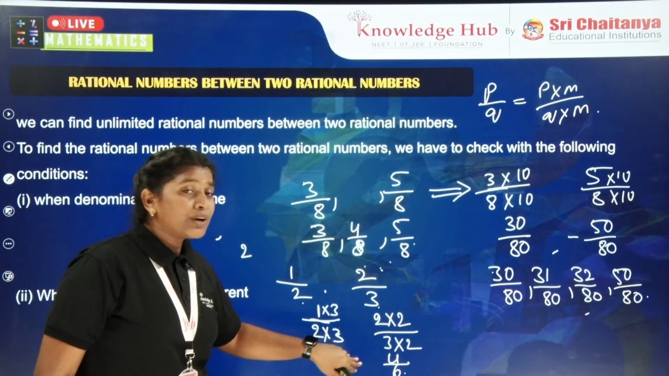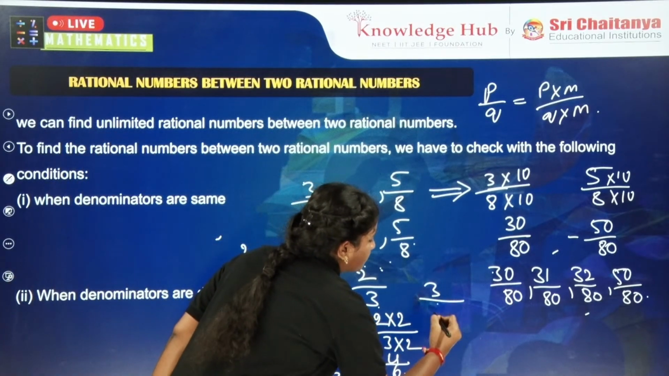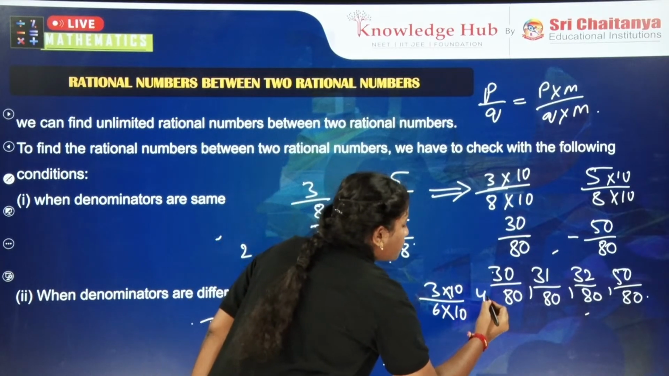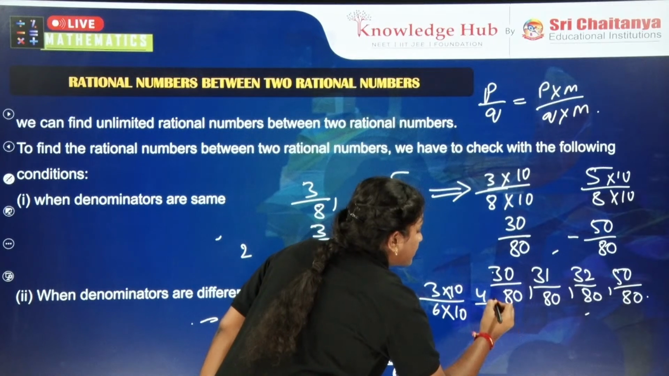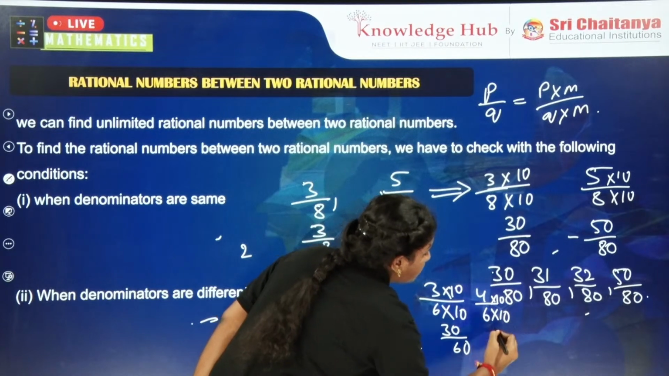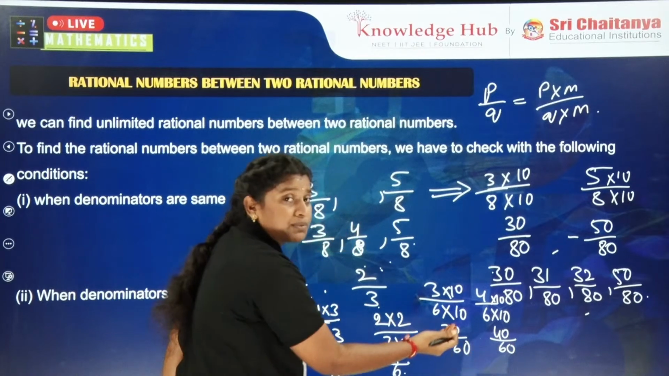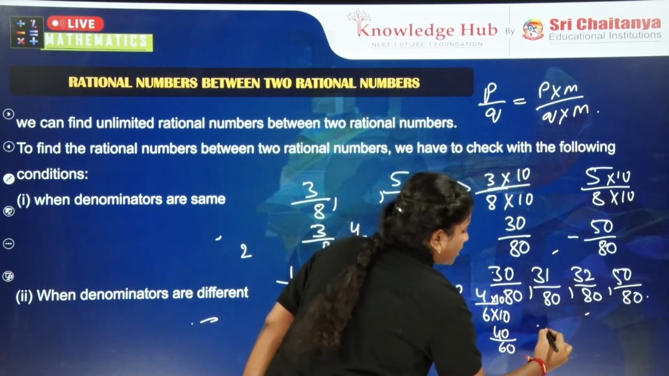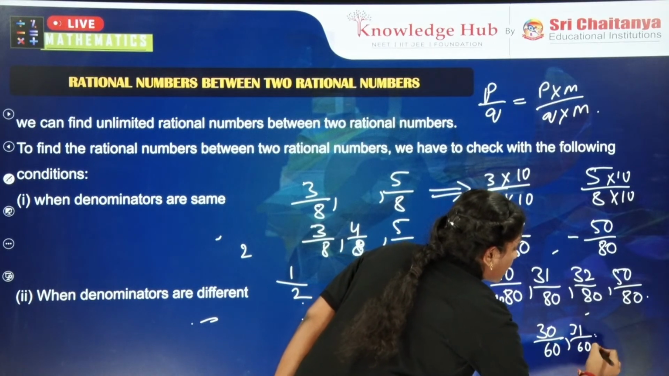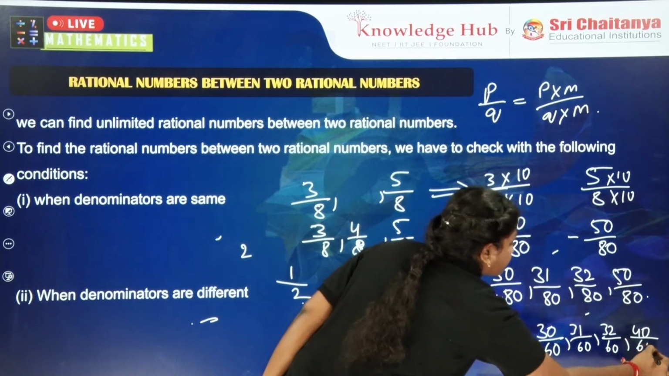But how can we insert the two rational numbers between these two numbers? Means we are going to take the 3 by 6 and multiply both numerator and denominator with 10. And same for our 4 by 6 also, multiplying with 10. So now it will become 30 by 60 and here it will become 40 by 60. So simply now we can insert the two rational numbers between 30 by 60 and 40 by 60. That becomes 30 by 60, comma, 31 by 60, comma, 32 by 60 and 40 by 60.